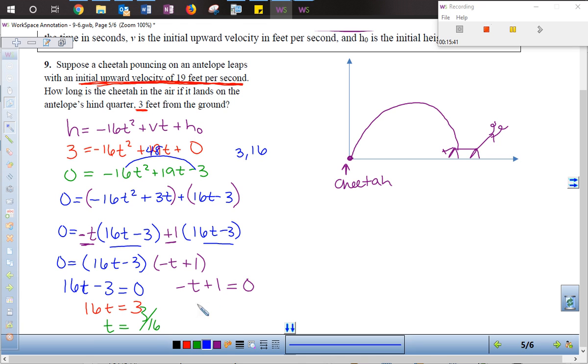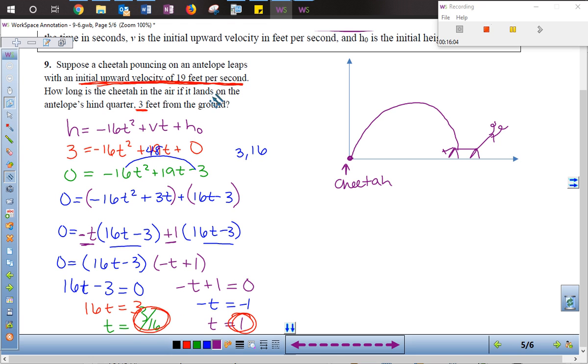On my second guy here, I can subtract 1 and divide by negative 1, and I get t equals 1. So I got two answers here, 3/16 of a second and 1 second. But the question says how long is the cheetah in the air if it lands on the antelope's hindquarter? There are two answers here, and let's talk about why that is.